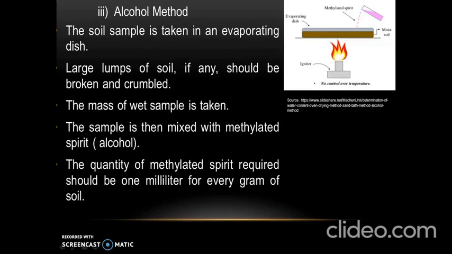Next is the alcohol method. Here in this figure we can see the evaporating dish in which the moist soil sample is placed. If this soil sample contains large lumps, then it has to be broken and crumbled and later placed in the dish. The mass of the wet soil sample has to be noted down. Later on, methylated spirit, which is known as alcohol, has to be mixed into the soil sample. The quantity of alcohol required should be 1 milliliter for every gram of soil sample.